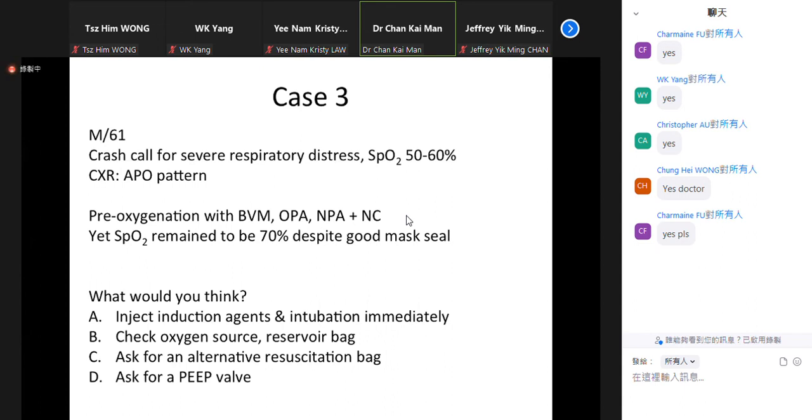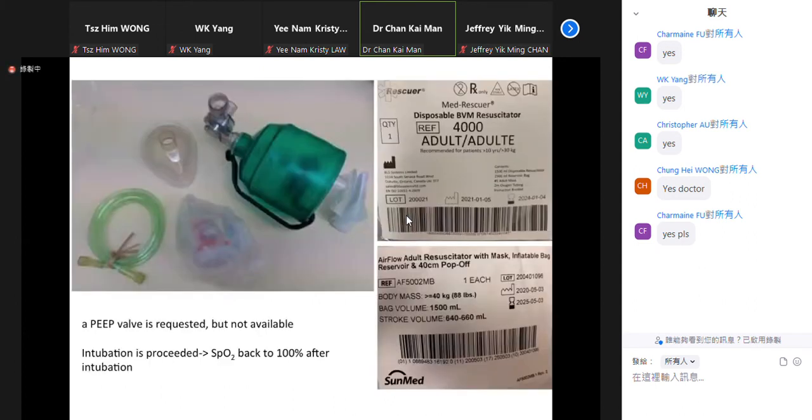So I would say there's no absolute correct answer, but probably all are quite reasonable. But at this particular juncture, that doctor asked for a PEEP valve. So what happens here? That doctor asked for a PEEP valve because he noticed that the Ambu bag was not the one he was used to using. So he asked for that, but at that time it was not available, so intubation had to proceed.